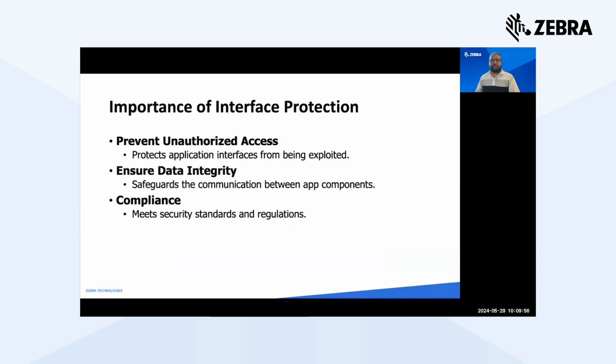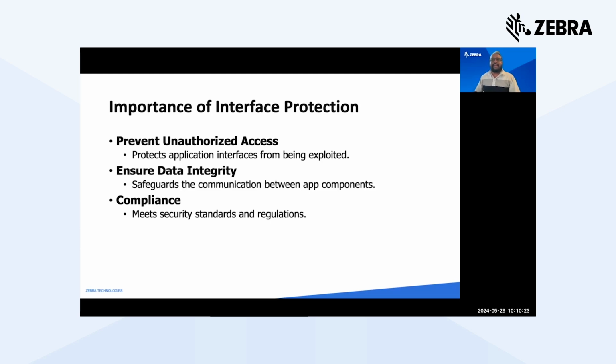Now we come back to interface protection. We have various components in an application which allow applications to interact with multiple services, intents or broadcast receivers. But how do we protect them? Application security is the practice of protecting applications from unauthorized access, use, disclosure, disruption, modification, and destruction.